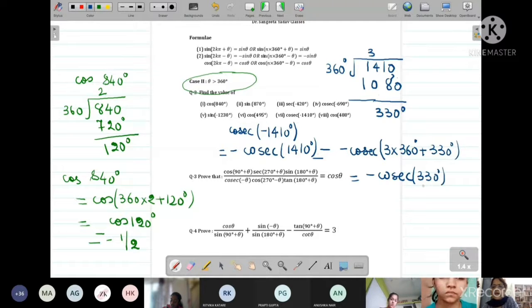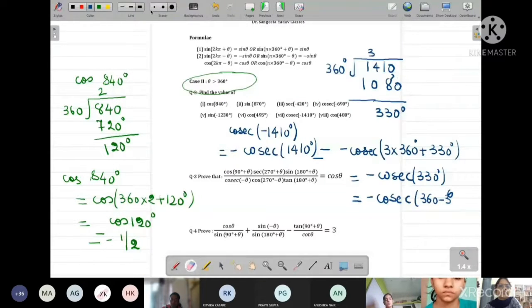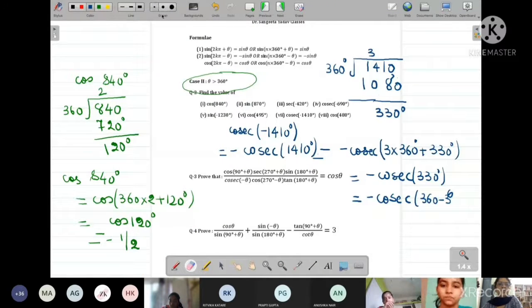Now this is the first case, the angle is lying between 0 and 360. How can we write 330? 360 minus 30. So write it as 360 minus 30. Minus 2 or plus 2? Already the minus sign is outside there. Yes, ma'am, plus 2. So the answer is plus 2.